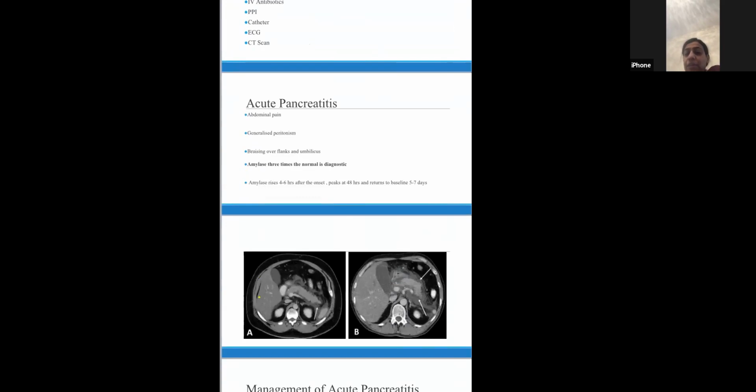On the right, I thought that was quite impressive, where you can see lots of stranding and fluid around the pancreas, which the arrows are pointing out. So if you see something like that on a CT scan, you know the patient has got pancreatitis, even if the amylase levels are normal.